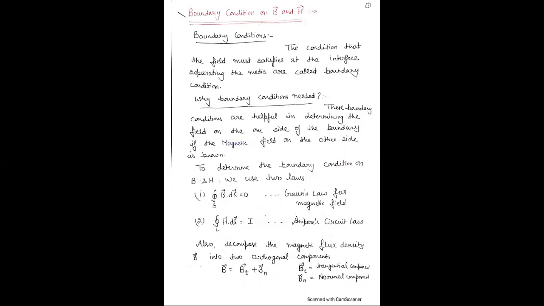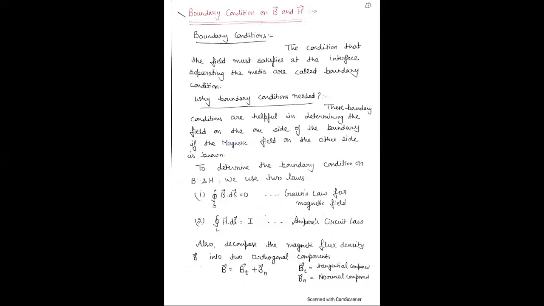And what is the requirement of boundary condition? Why is boundary condition needed? These boundary conditions are helpful to find the field from one side of the medium to the other side of the boundary. If the magnetic field on one side of the boundary is known, then we can calculate the value of the magnetic field on the other side by using boundary condition.